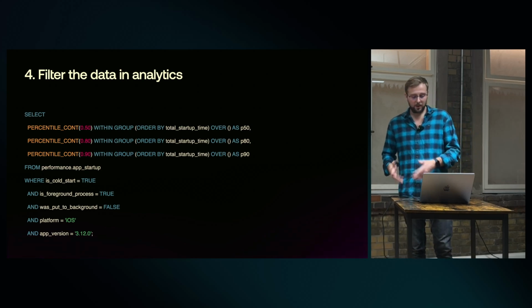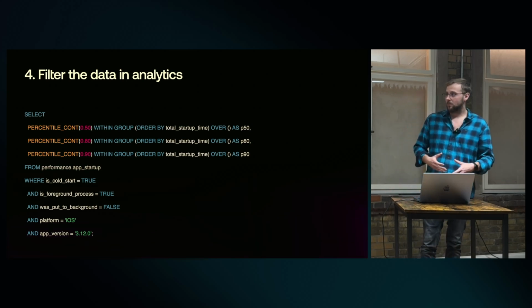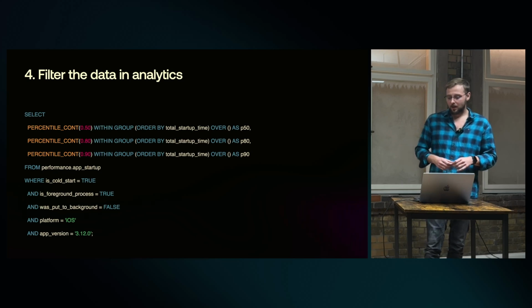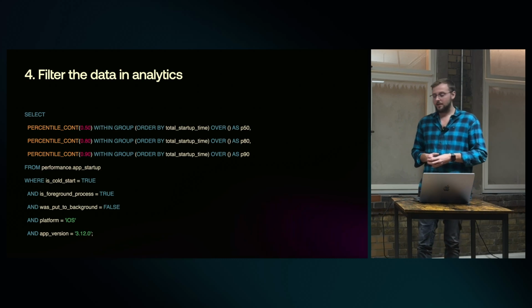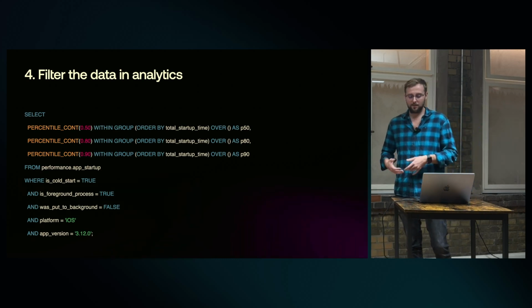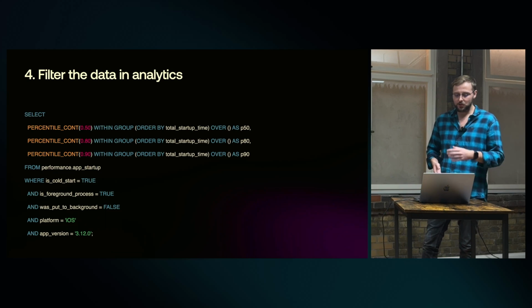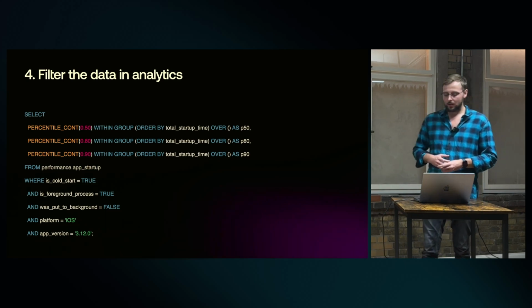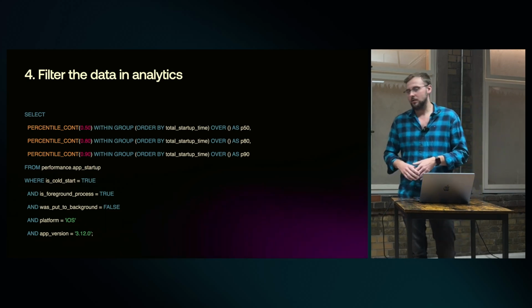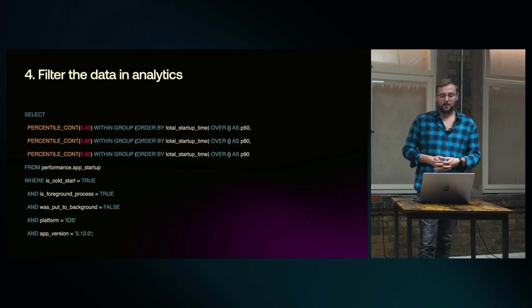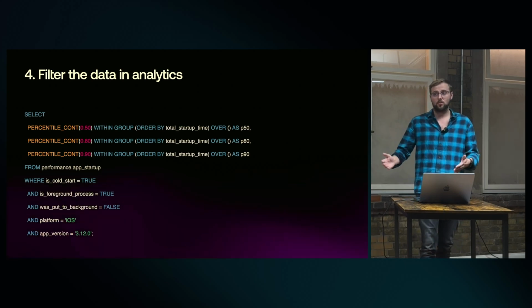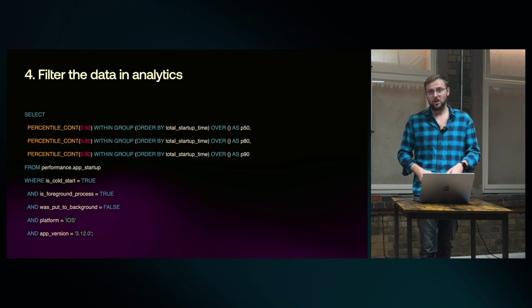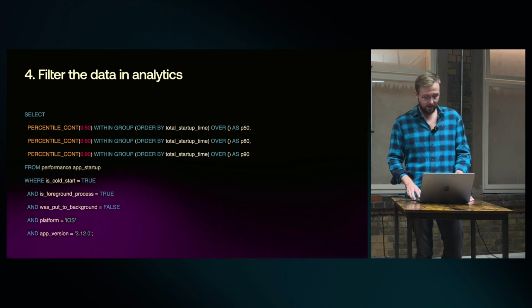Yeah, so I recommend creating a separate measure for the total startup time, which is simply the time between the first and the last marker. And we should filter the data by flags, platforms, and app version. And then we can calculate percentiles and plot some charts. And we can put it all into a monitoring dashboard that can help you track your optimization progress, but also any regressions over time.